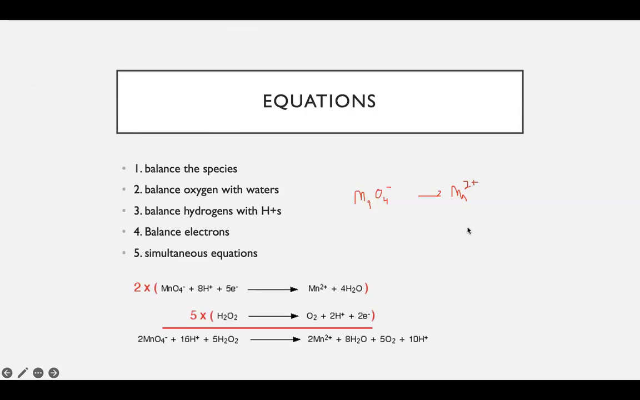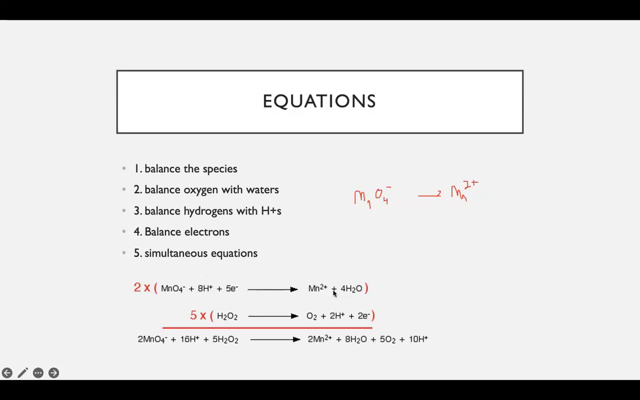So the first thing we want to do is balance the species. That means just making sure that there's the same number of manganese on either side. So one manganese here, one manganese here. Then we want to balance oxygens using waters. So if we look below, the way they've done this is they've added 4 waters to the right-hand side. So now you have 4 oxygens on the right-hand side and 4 on the left-hand side. So oxygen's balanced now. But now we have a hydrogen imbalance. We have 8 hydrogens on the right and none on the left. So we need to add 8 hydrogens in here. So now it's all balanced.